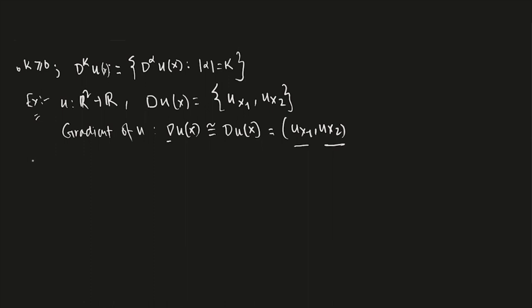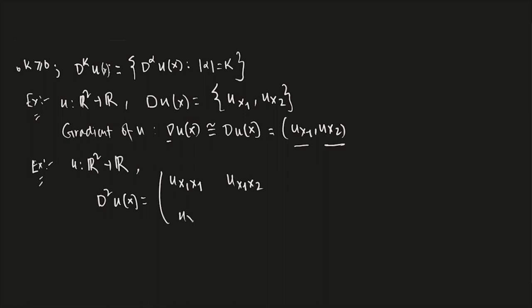And another example, let's say u from R2 to R, and I want to talk about the second derivative, right? So D2 of u(x), how should it look? It should look like u_x1x1, u_x1x2, u_x2x1, and u_x2x2.